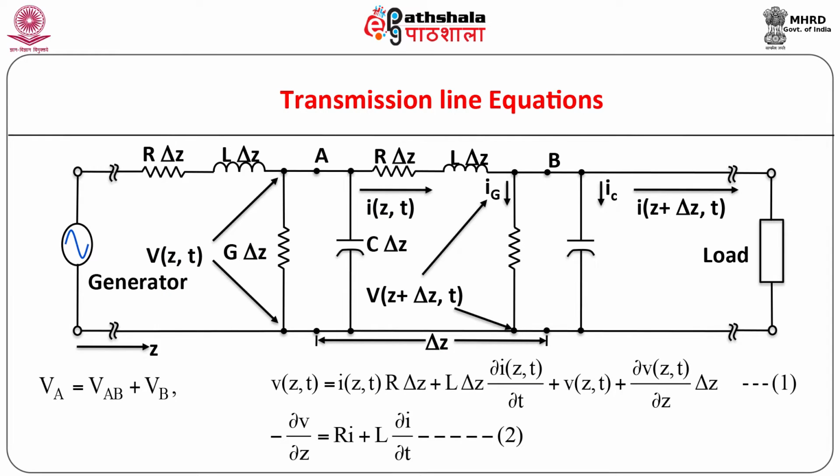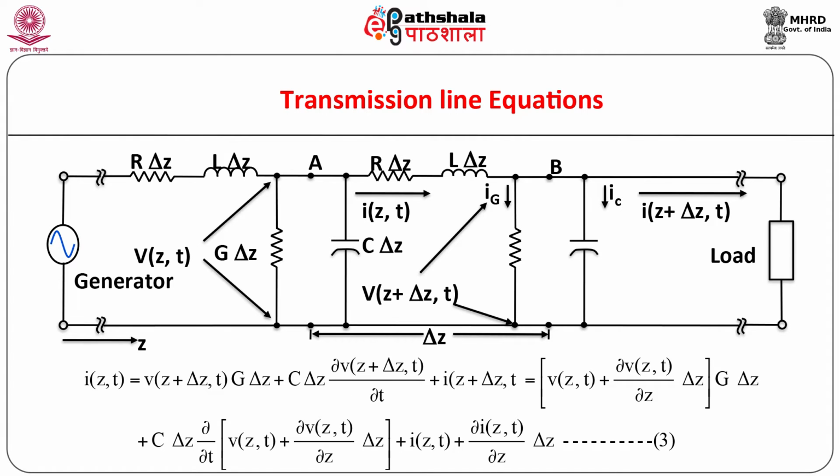As per Kirchhoff's voltage law, we have VA equal to VAB plus VB, which can be written in terms of the quantities as shown, namely V(Z,t) is equal to I(Z,t) into R delta Z plus L into delta Z times ∂I by ∂t plus V(Z plus delta Z,t), and so on. Let us call this equation number 1. Let I and V be taken to represent I(Z,t) and V(Z,t) respectively. With this understanding, equation number 1 can be written as shown in equation number 2.